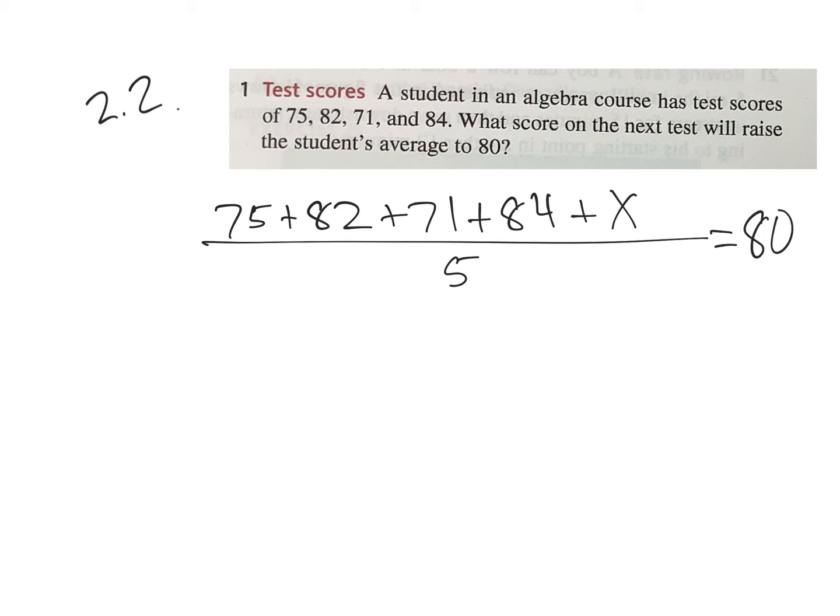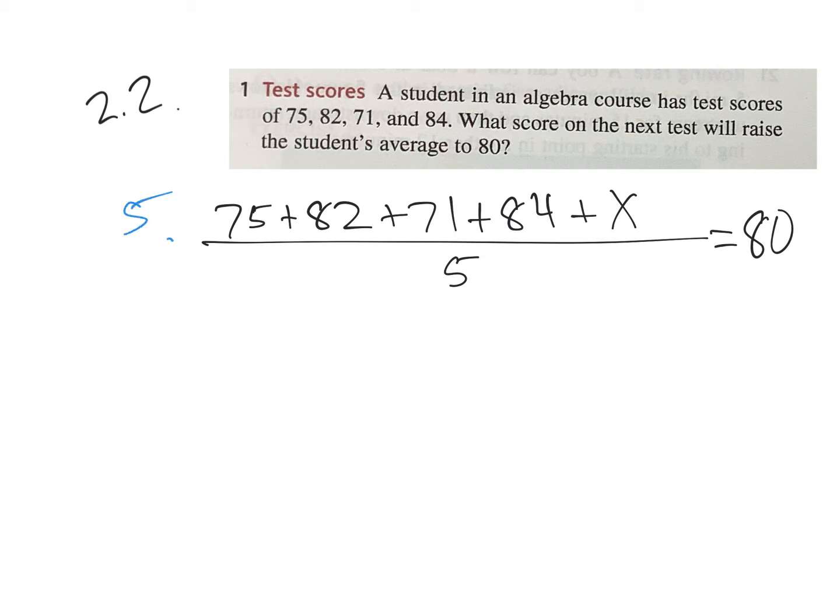So we don't know what that fifth test score will be, but this is how you actually figure it out. What score do I have to get on the next test so that my average is an 80? Well, this is how you do it. You have 4 tests so far. Your fifth test you don't know, so you're dividing by 5, and then you solve from there.